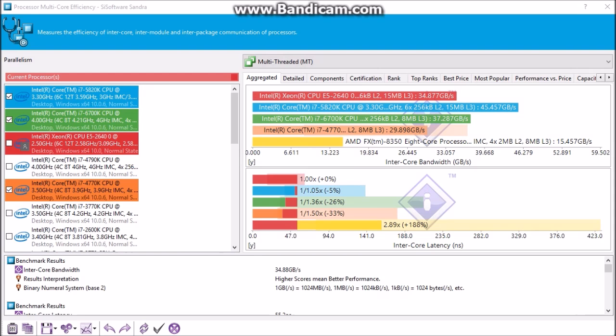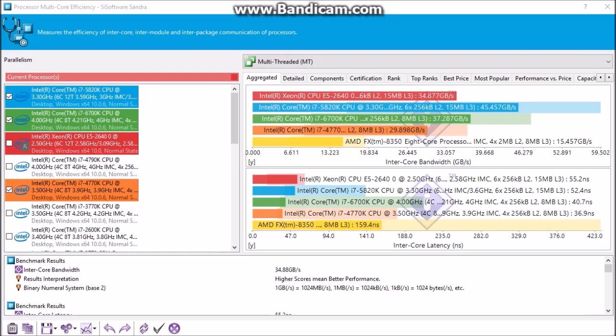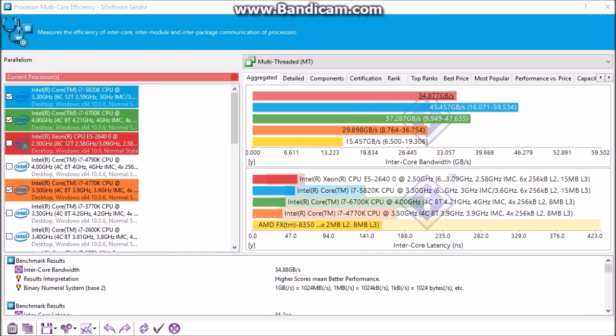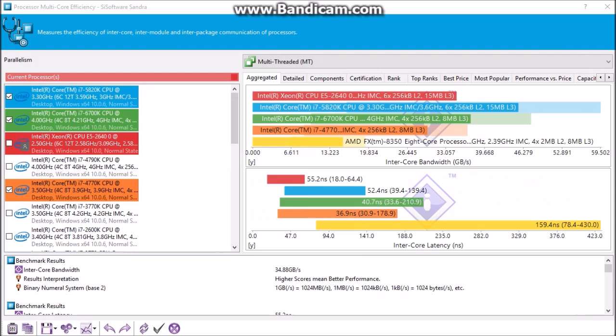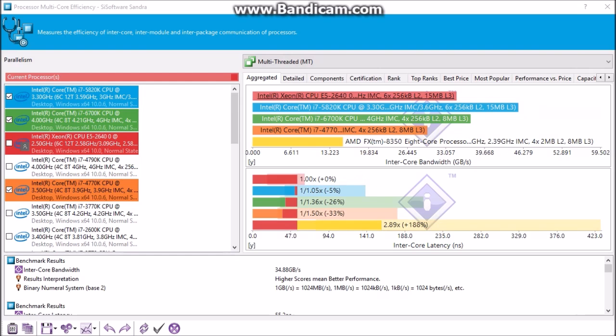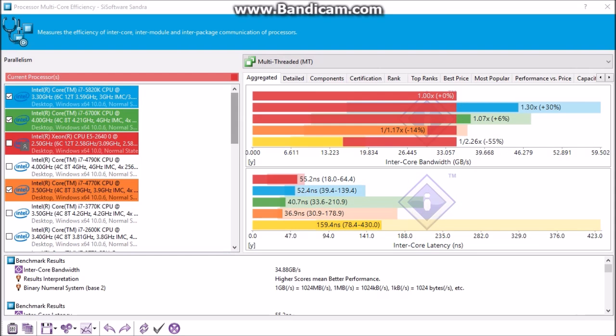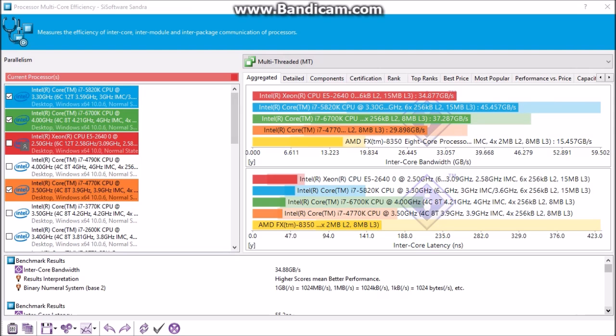Our AMD FX again is lagging behind, and it's about halfway up the graph compared to our Xeon. So the 8350 is about half as efficient in intercore bandwidth as our Xeon, or you could think of it as our Xeon being twice as efficient with its intercore bandwidth as the AMD FX 8350. So if we just take a scroll through at the bottom, any numbers that you might be interested in taking down.